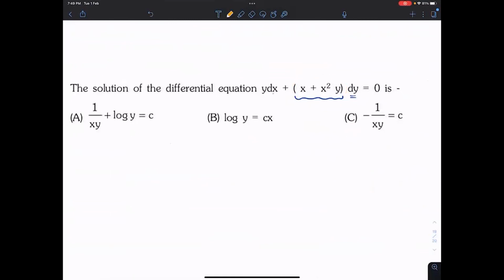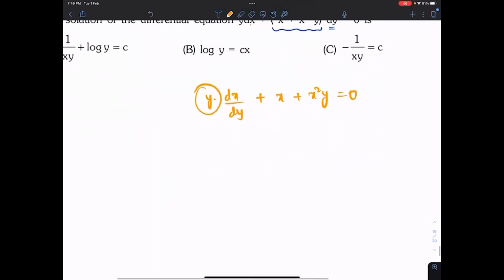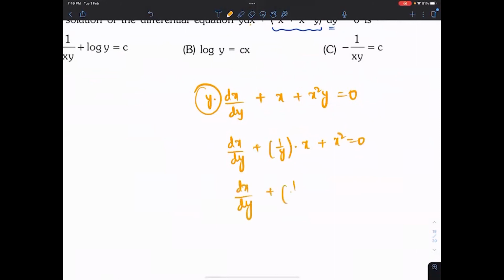So forget dy by dx directly. What about dx by dy? If you write dx by dy, yes, it is purely in terms of y. Then you can do something: plus x square y equal to 0. That is what you get. Now divide by y. First thing first, dx by dy plus 1 by y into x plus x square equal to 0. Now this is dx by dy plus 1 by y into x is equal to minus x square.